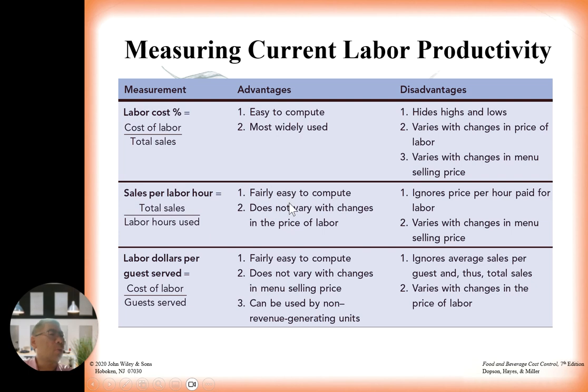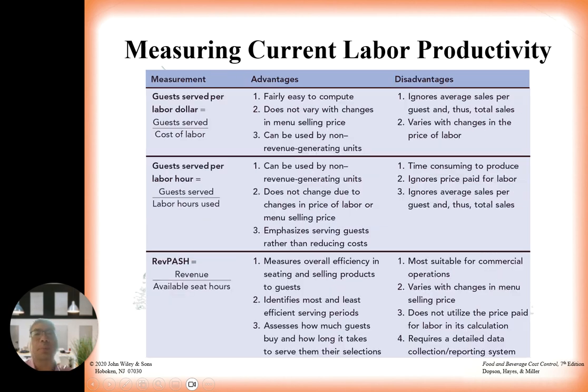It's very easy to compute. It does not vary with changes in the price of labor. In terms of disadvantage, it ignores the price per hour paid for employees and varies with changes in menu selling price. For labor per dollar per guest served, cost of labor, these are the benefits: fairly easy to compute, does not vary with changes in menu selling price, can be used by non-revenue generating income. In terms of disadvantage, it ignores the average sales per guest and total sales and varies with changes in the price per labor.